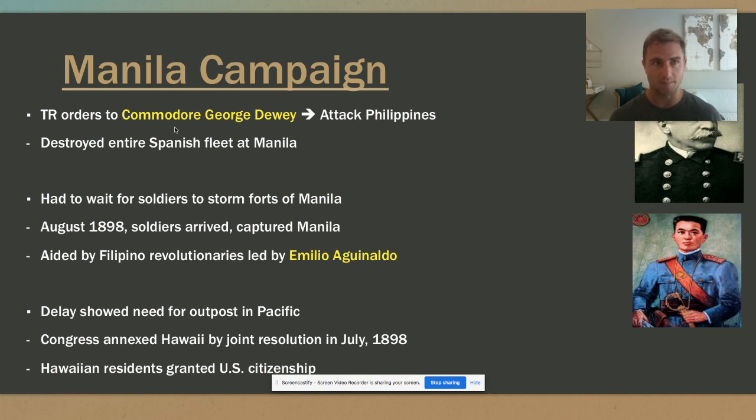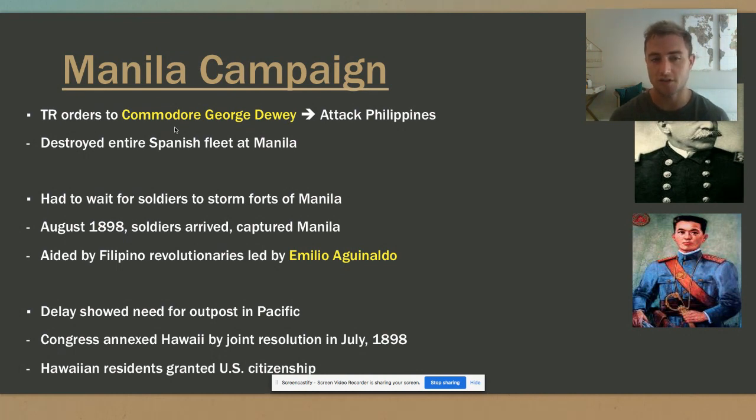Problem is that once Dewey has defeated the Spanish Navy there in Manila, they have no soldiers to come and actually invade the land. And so they have to wait months before soldiers arrive and they can actually invade Manila. One of the reasons why Hawaii becomes a territory so quickly in this war is because it's a way station that's going to allow American soldiers to make it there quickly.